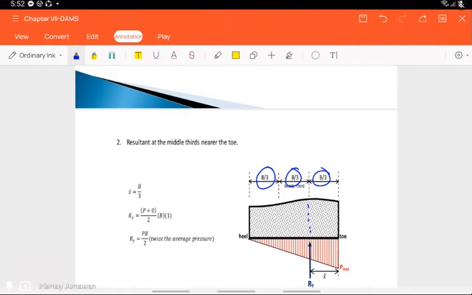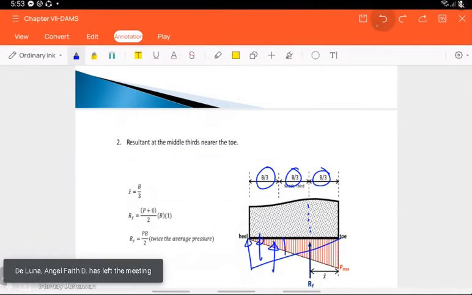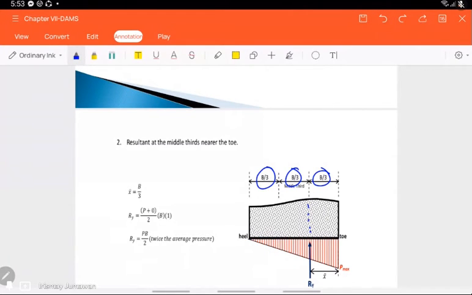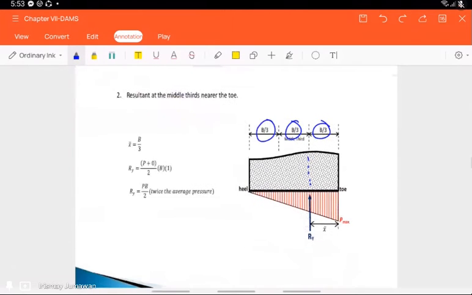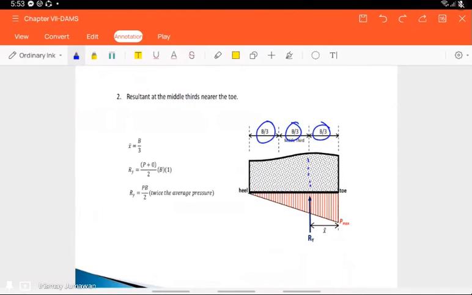So, if your Ry is on the other middle third, this is the shape of your distribution. Take note of the location, because the load is on that side, so your soil there is supporting it and exerting effort to resist that load. So your soil is very stressed there. So you have to determine the location of the Ry.